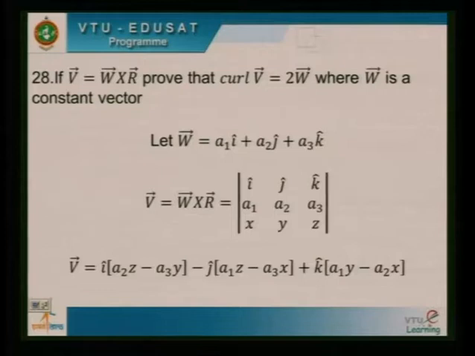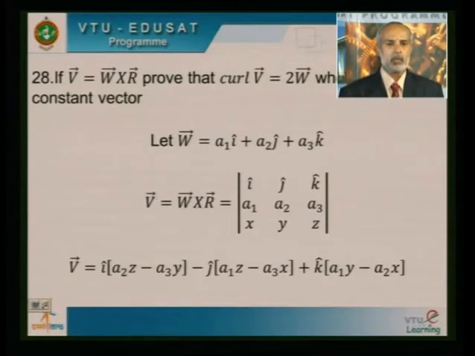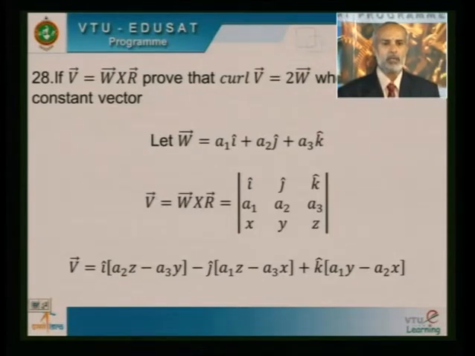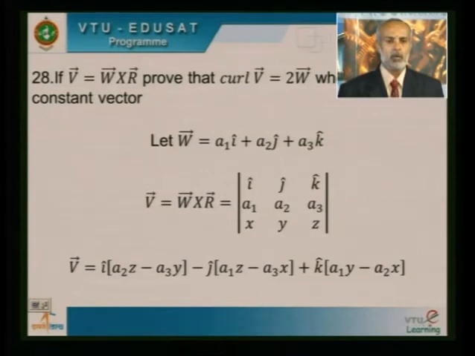Let W vector be equal to a1 i vector plus a2 j vector plus a3 k vector, where a1, a2, a3 are constants. You have to find curl V vector. W vector cross R vector is equal to V vector, as given in the problem. You can write W vector cross R vector as the determinant with rows i, j, k; a1, a2, a3; x, y, z. You can expand the determinant.